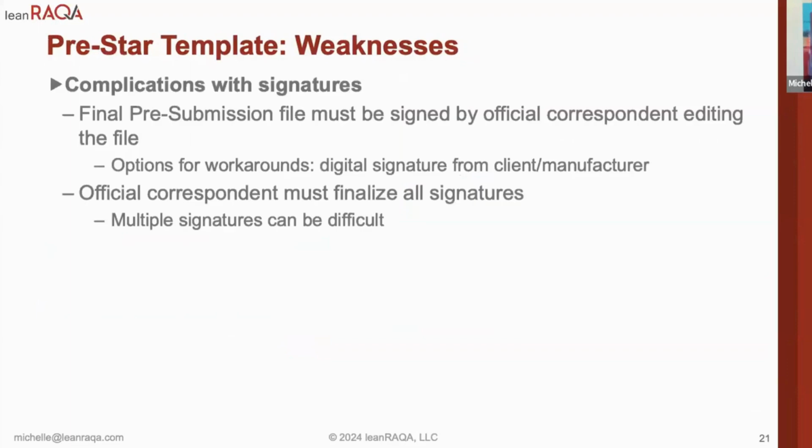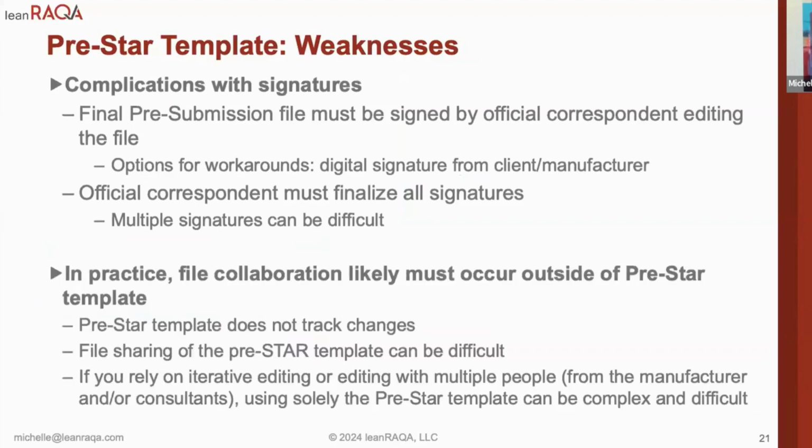So weaknesses of the Prestar template: signatures are complicated because oftentimes you will have several different people that need to sign, and the person that is compiling the pre-submission may or may not be the official correspondent for the company or the person that needs to make certain declarations. I have had people that still physically sign a piece of paper, scan it, and upload that as their signature, which defeats a little bit of the electronic purpose of the STAR templates.